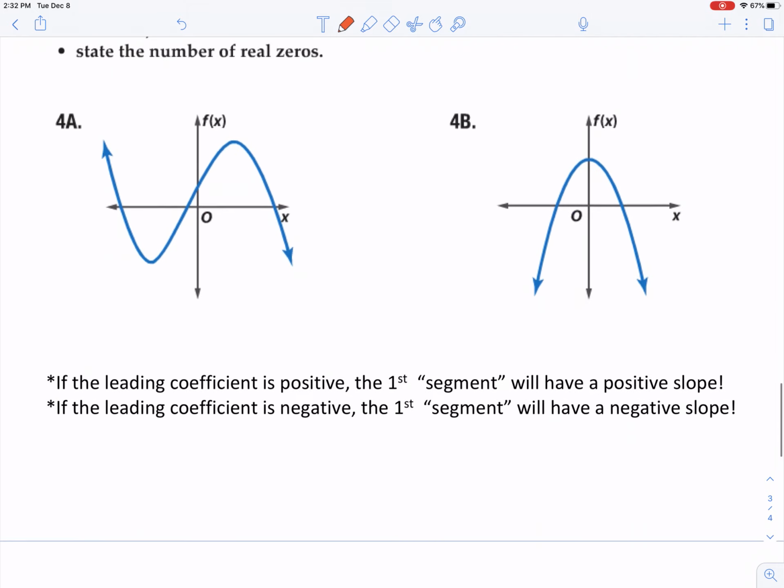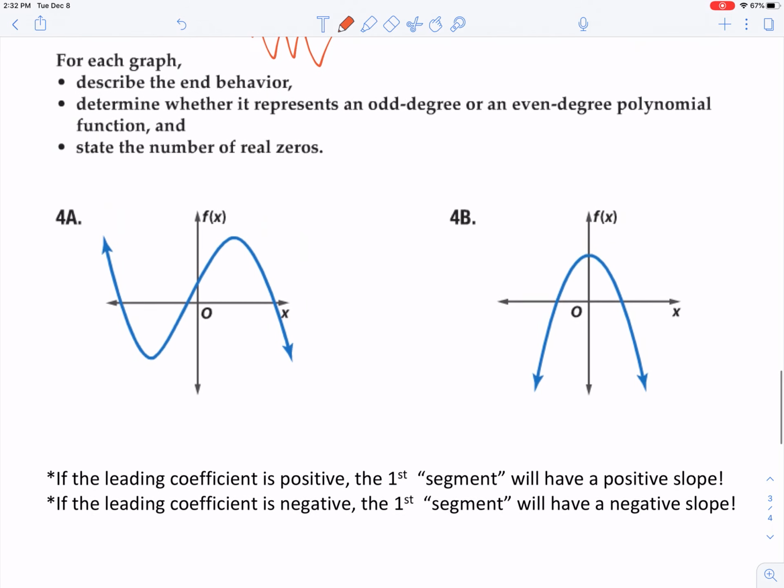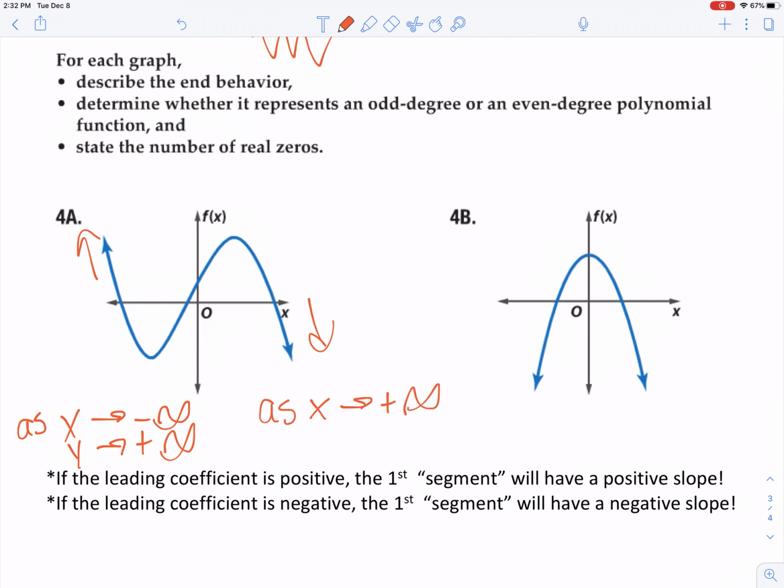Oh, so as you try to interpret some of these graphs, you can determine the end behavior. So as x goes to negative infinity, you're going to say y goes to, since it's going up, positive infinity. Now on the positive side, I'm going to say as x goes to positive infinity, y goes to negative infinity. Determine whether it represents an odd degree or even degree. Well, since the arrows are catawampus and go in opposite directions, it means it's an odd degree function. So this one is odd.